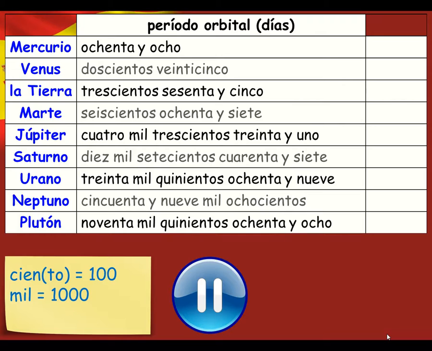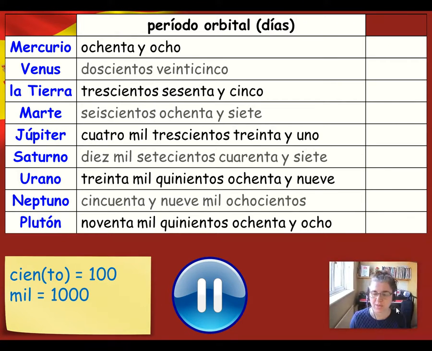So here are some more big numbers, and this time they are telling us about the periodo orbital. Periodo orbital, and that is measured in días. So if we think about the unit of measurement is días, it's days. So what do you think is being measured in days? The periodo orbital. That's right, it is the length of orbit around the sun.